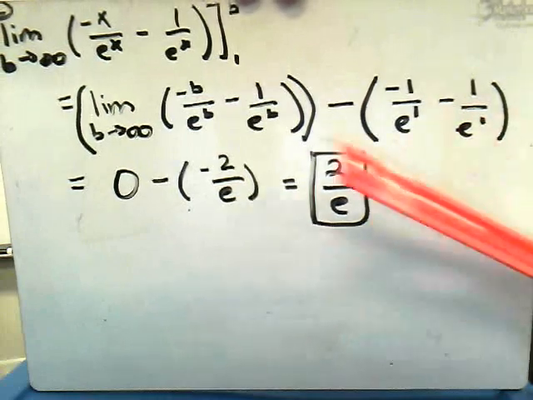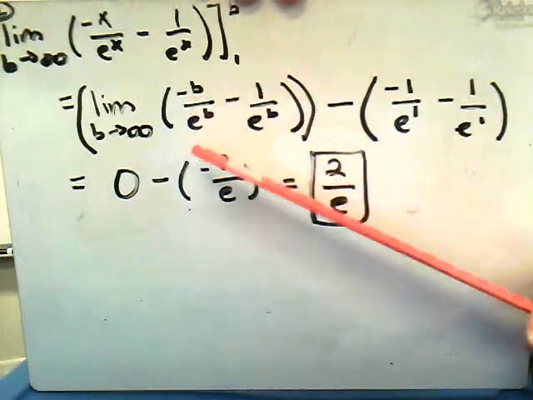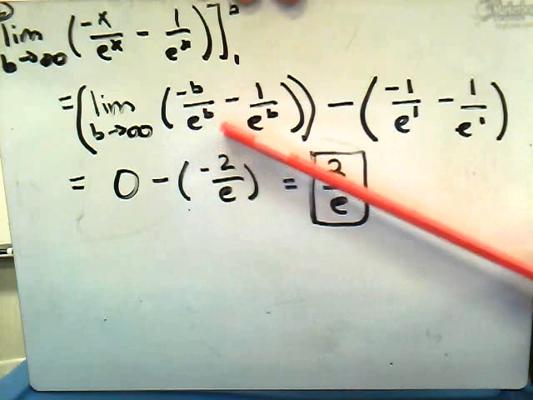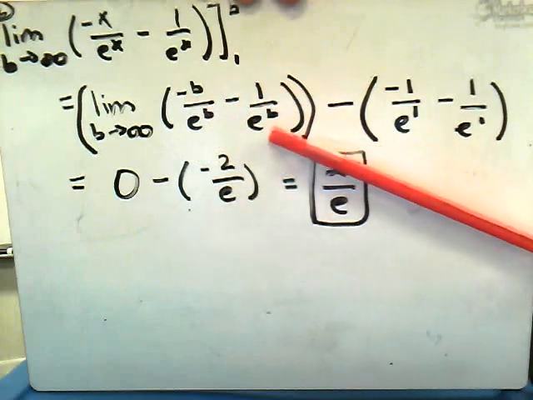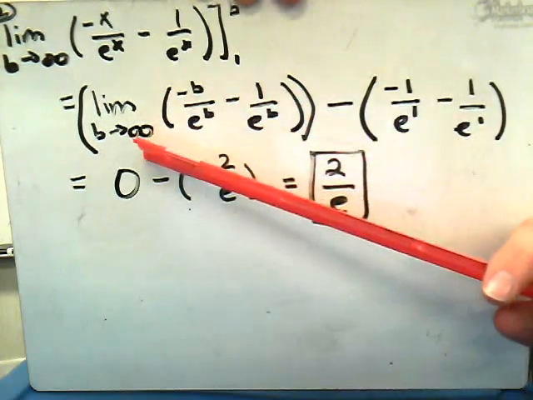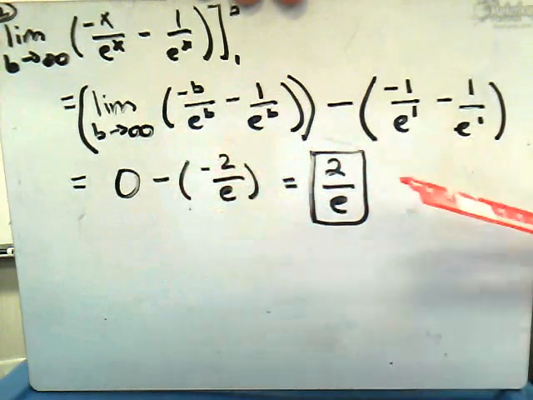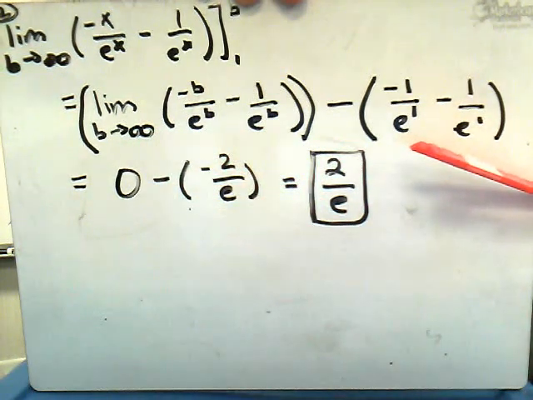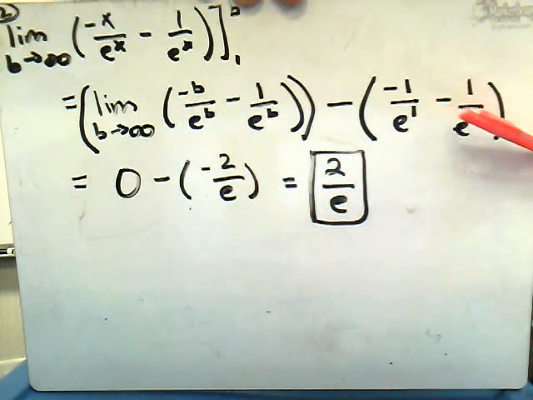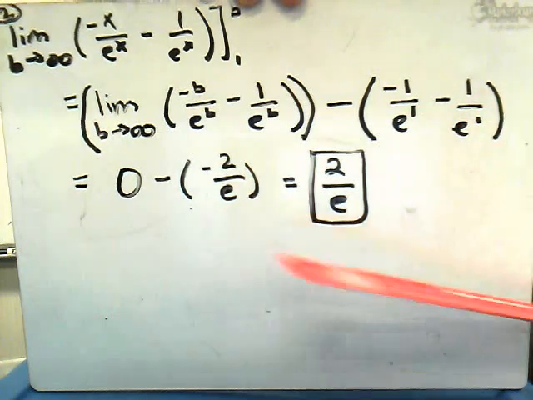Now we get to a point where we want to actually evaluate this limit. So we plug in our upper limit, b, and we get negative b over e to the b minus 1 over e to the b. And we still keep the limit as b goes to infinity. In addition, we plug in our lower limit, and we get negative 1 over e minus 1 over e.